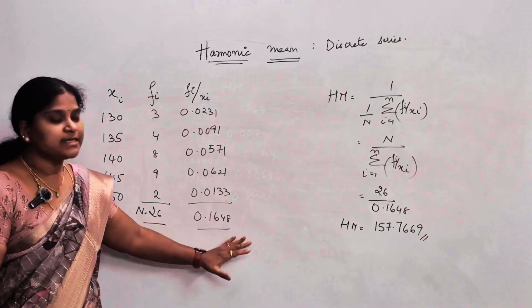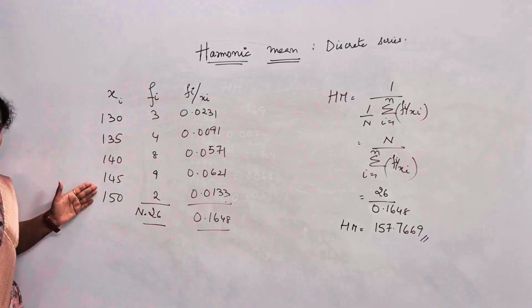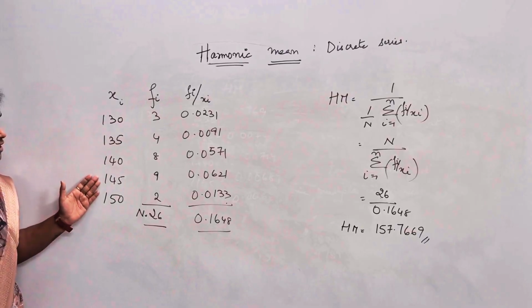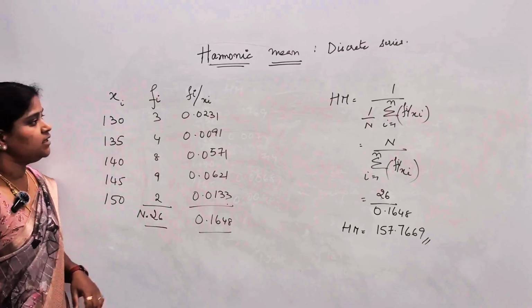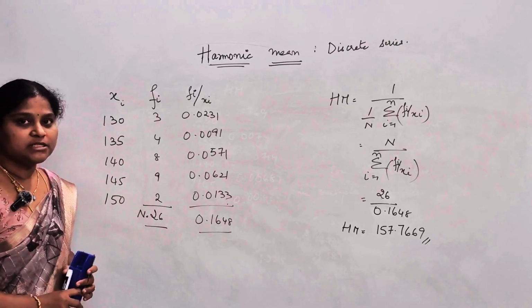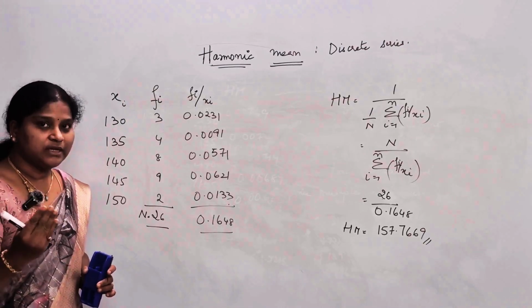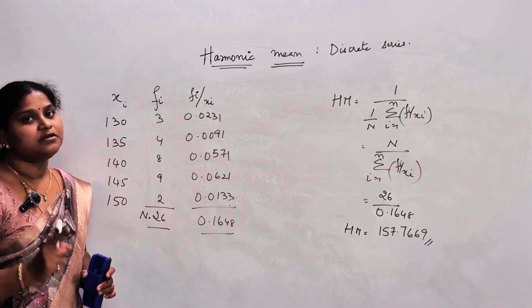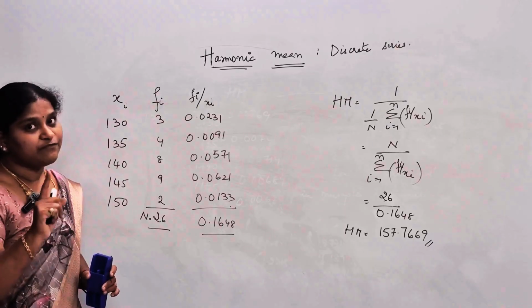Now let us see an example for discrete series. We have 5 values similar to that of our individual series: 130, 135, 140, 145 and 150. Their respective frequencies are given. Now, our formula demands sigma fi by xi. In individual series, we had sigma 1 by xi. But since this is discrete series, we have frequencies for each x value, so our formula has sigma fi by xi.